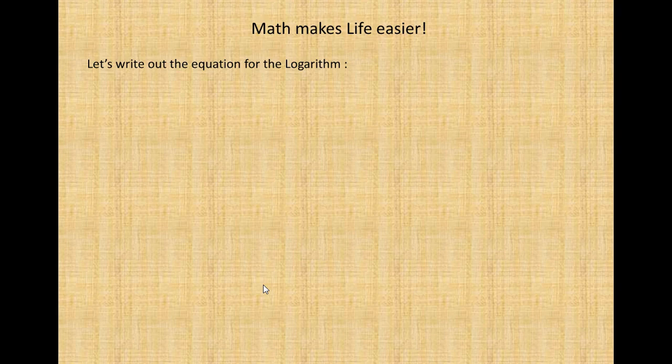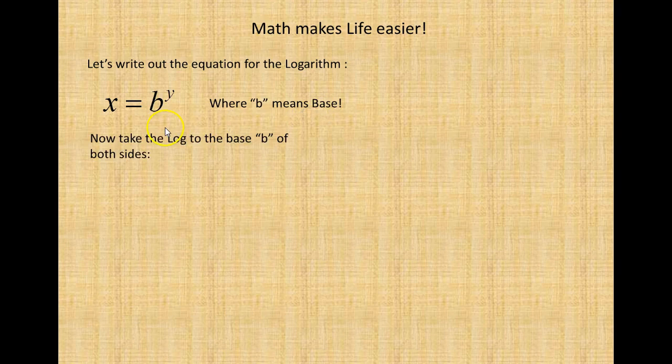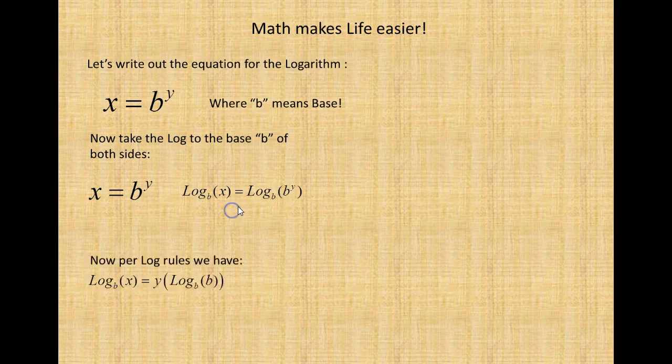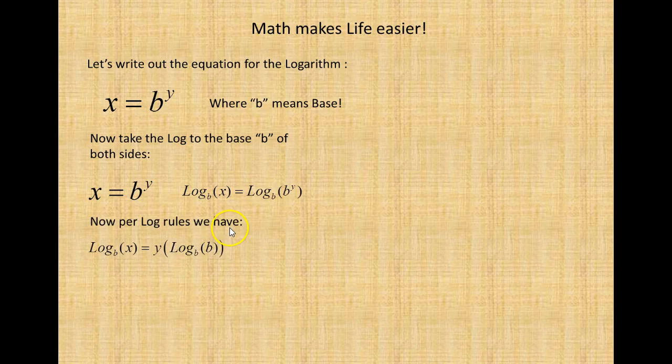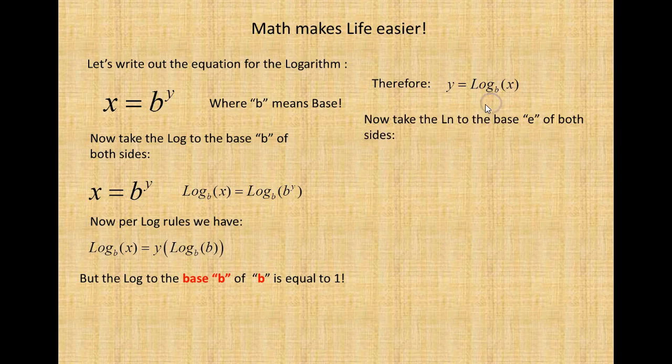Let's write out the equation for the logarithm. The logarithm equation is x equals b to the y, where b means base. So let's take the log to the base b of both sides. Log base b of x equals log base b of b to the y. Now, per log rules, log to the base b of x is equal to y times the log base b of b. But the log to the base b of b is equal to 1 per log rules. Therefore, y is equal to log base b of x.